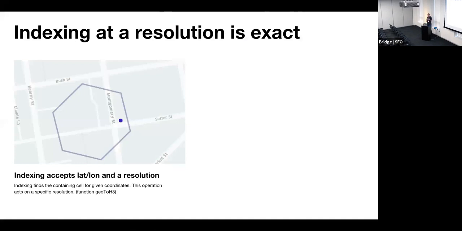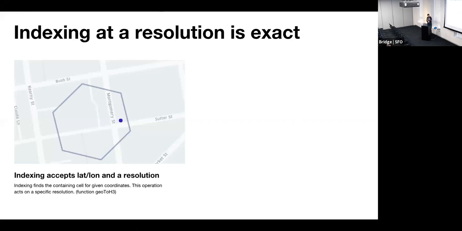So the first function that I'd like to talk about is the indexing function. This is also referred to in code as geo to H3. This is the function that's taking some coordinates and a resolution, and it's giving us the identifier for the cell that contains that point. So in this example, I have a point and I have some resolution of the grid, and I've asked to see the cell that contains that point.